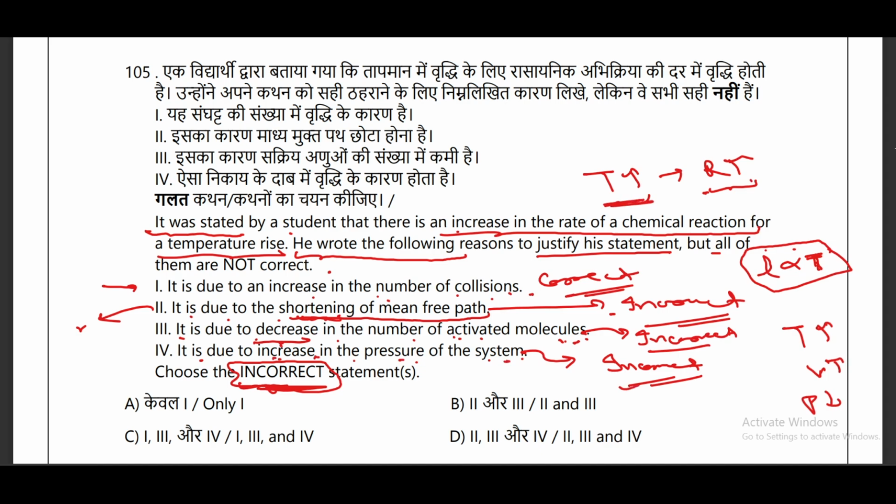That is totally incorrect. So out of 4 options, your incorrect statements are second, third and fourth, and you have to tell the incorrect statement, which is your answer. So that is second, third and fourth, and that is present in D option. So D option is your correct answer.